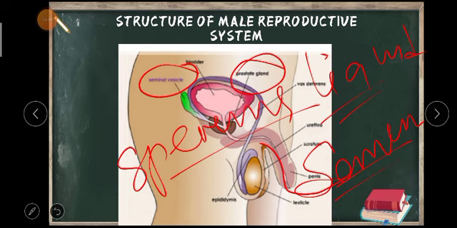And after becoming semen only, they will come out through the penis. Did you understand? So this is all about what is the meaning of semen and what is the difference between semen and sperm.